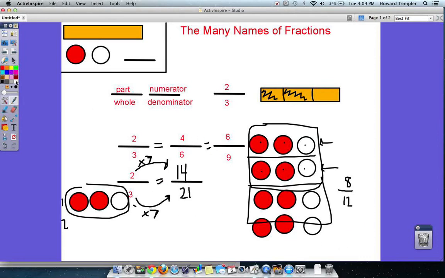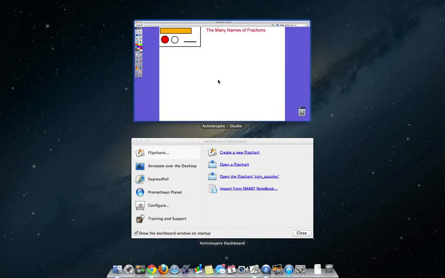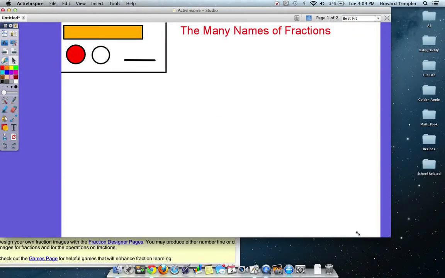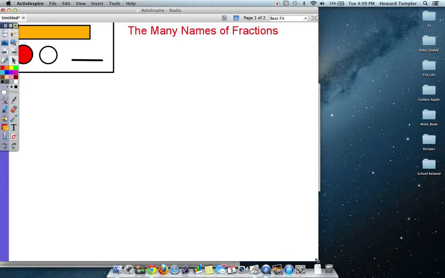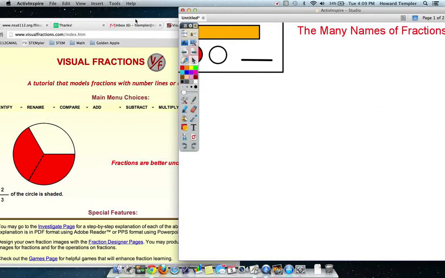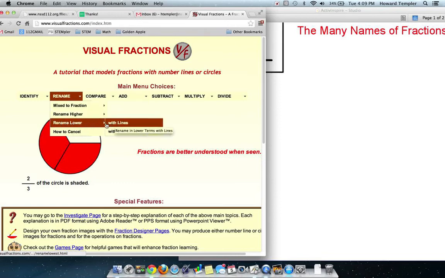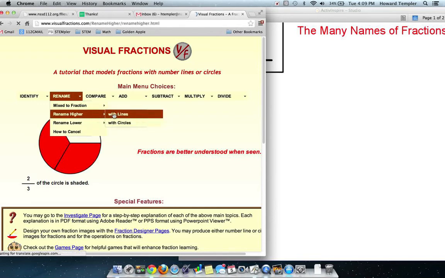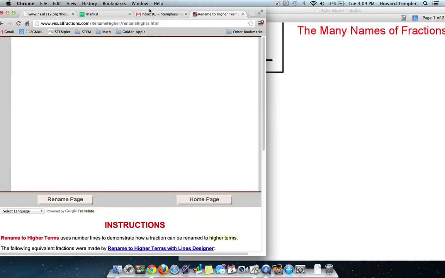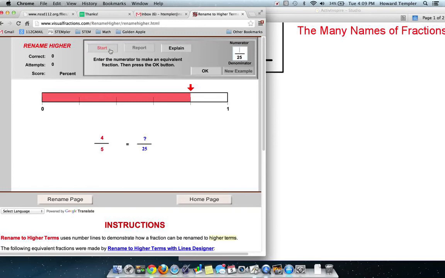A great site to practice this concept, and I'm just going to highlight and delete all of that. A great site to practice this concept is on the website visualfractions.com. And if you go to the website visualfractions.com, go to rename, and I believe it would be rename higher rather. And you could do lines or circles. For the first one, I'm going to do lines. And hit start, and it will generate a problem for you.